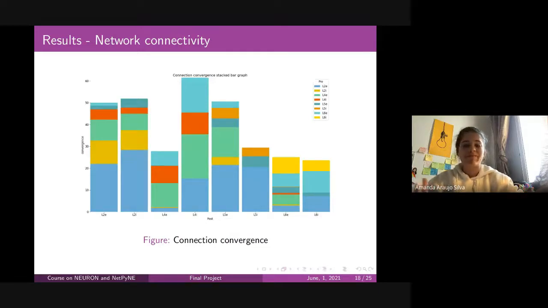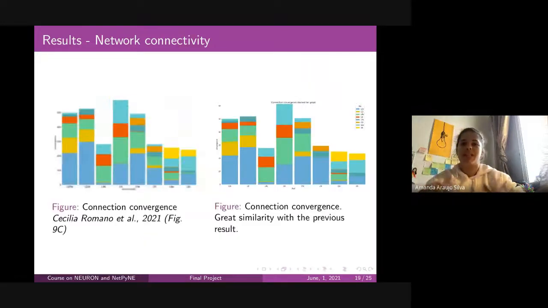To see if this model is reproducing, whether these connections are going where they were supposed to go, we plotted these, and we can see here that we got a result that is very similar to what Cecilia Romano et al. got. So apparently the network connectivity is fine, it's okay.